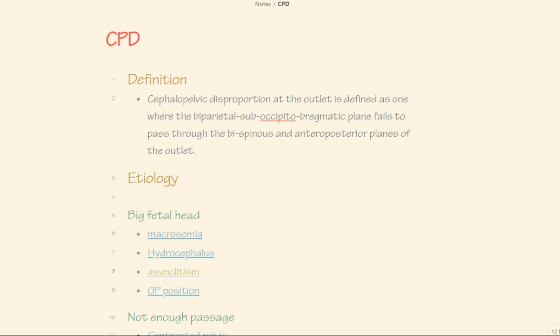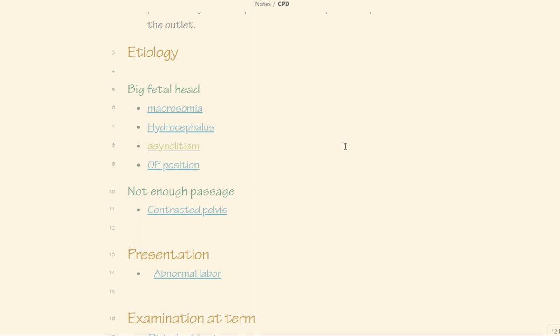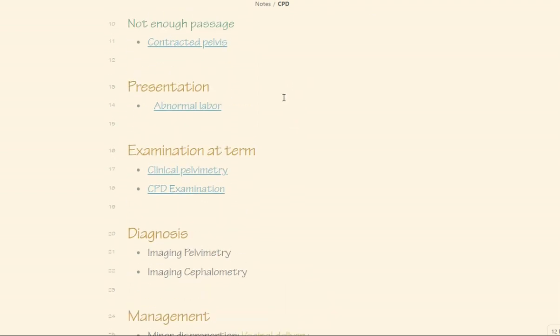So what can cause it? Either the pelvis is small or the baby's head is too big. What could be the cause of the pelvis becoming small? That is a contracted pelvis, which we have discussed previously. Another cause is the baby's head becoming too big. Causes can be macrosomia, hydrocephalus, sometimes asynclitism, and occipito-posterior position can also cause cephalopelvic disproportion.